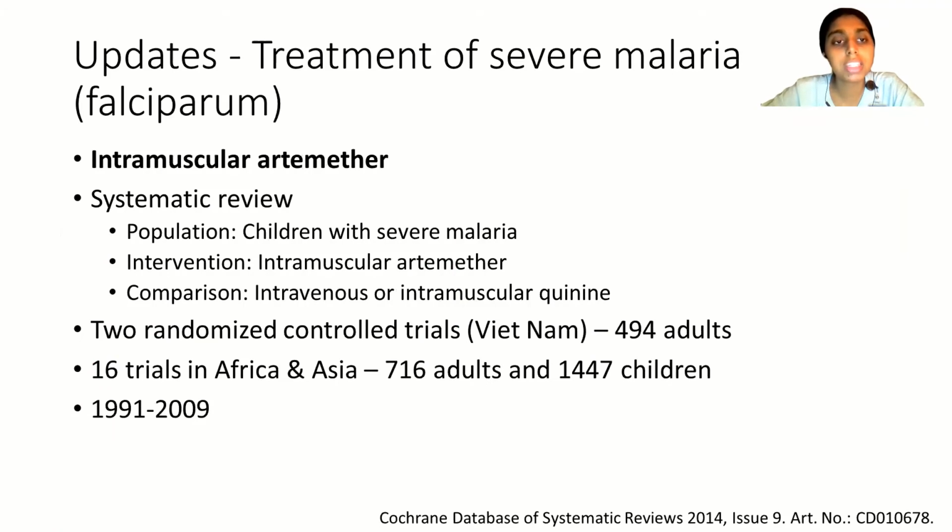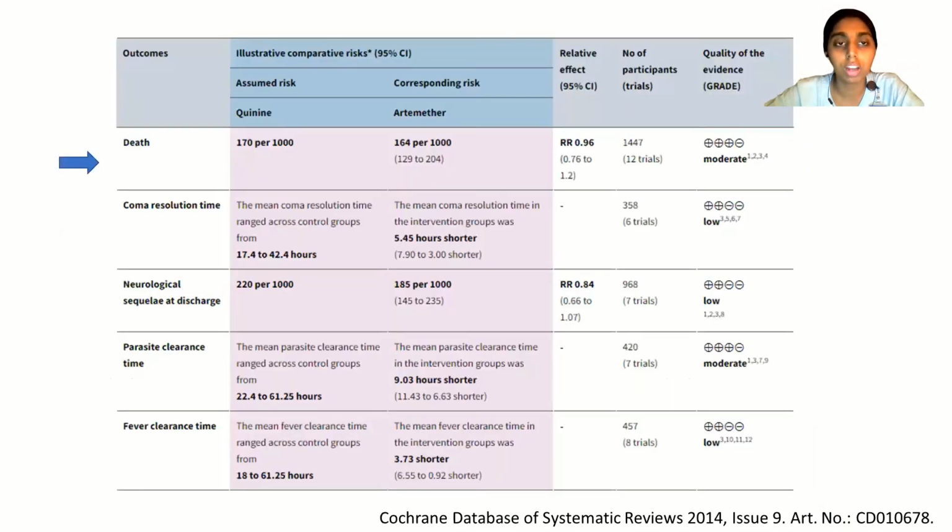Now, looking at intramuscular artemether, this systematic review looks at randomized control trials which compare IM artemether to IV or IM quinine, and 2 randomized control trials from Vietnam and 16 trials done in Africa and Asia were included in this. And this looked at mortality, and it shows no difference. There were 170 deaths in the quinine arm and 164 per 1,000 deaths in the artemether arm, with a relative risk of 0.96, and the confidence interval crosses 1, and it's graded as moderate quality of evidence.